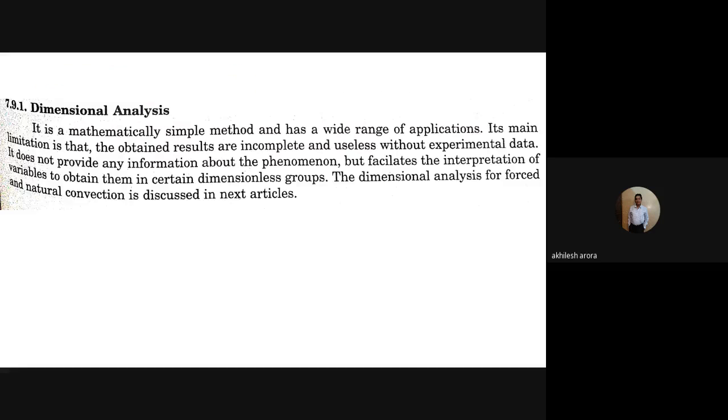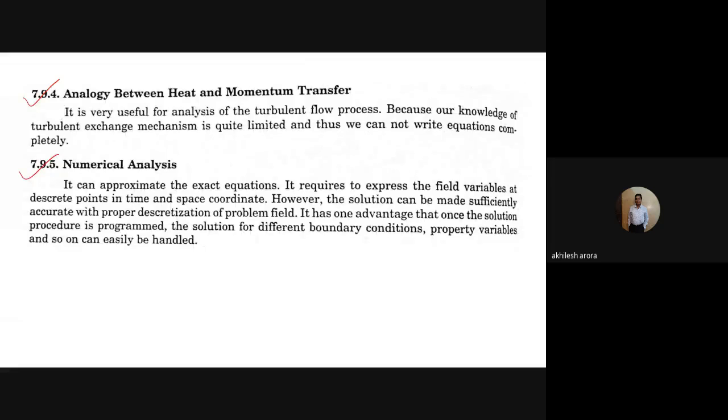And dimensional analysis also we will discuss actually. So basically four methods we are going to discuss here. Except the approximate analysis, analogy we will consider, and numerical analysis we will not consider. It is not in your course. We usually teach it at PG level. So that is what I wanted to tell you in today's lecture.